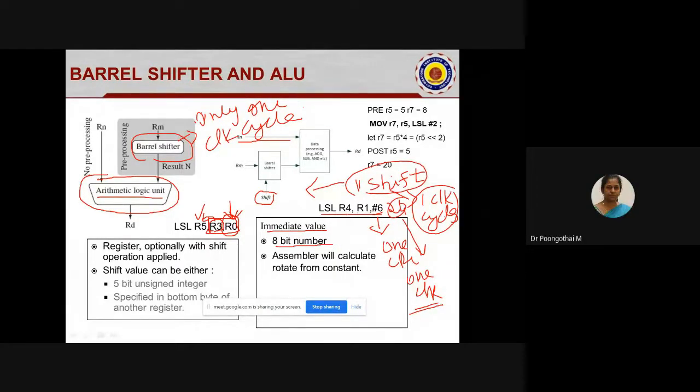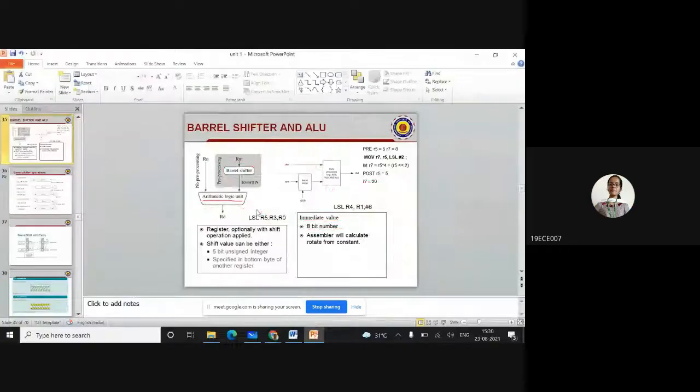So this instruction is capable of shifting the R1 content towards the left direction. How many times? 6 times. After the left shifting operation, the result will be held by R4. Is that clear, students? Yes, ma'am.